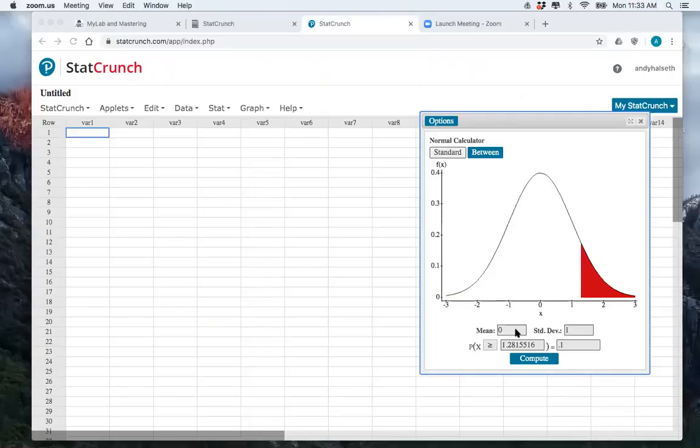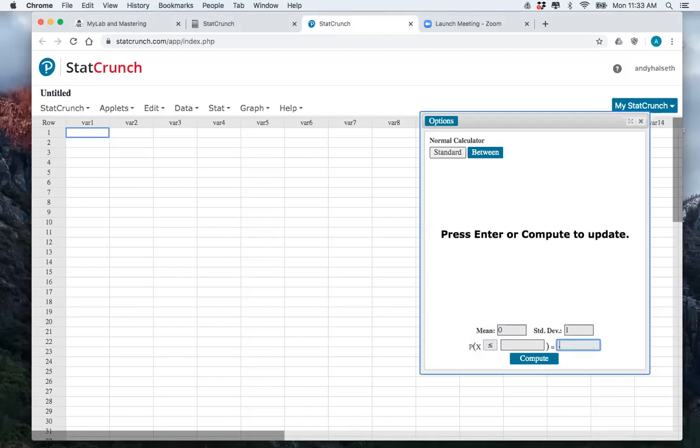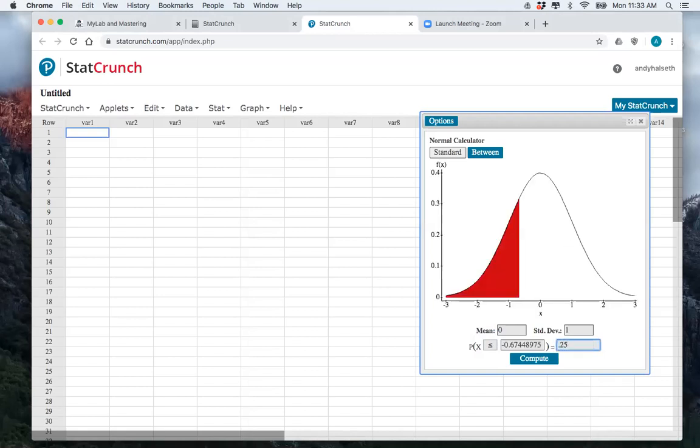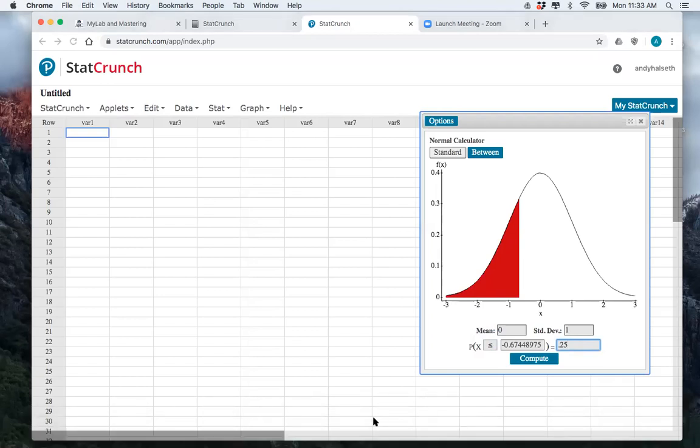So it's a less than, so I'm going to go left for less than, and then I'm going to put in my 0.25 and see what I get. So z is going to be negative 0.674, let's call it. Okay. I look at the picture, it looks good. Looks like the picture I drew. And so I can go back to my handout and continue with this one.